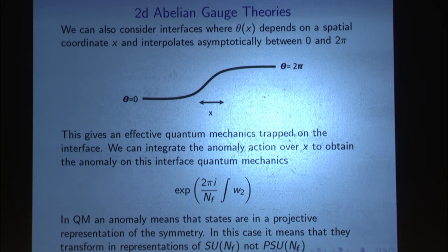So what does it mean? This is an anomaly for quantum mechanics. It means that the effective quantum mechanics states that we found are in a projective representation of the global symmetry. So in this case, we're discussing PSU(N_F) global symmetry. So a projective representation means a representation of SU(N_F). So you could think intuitively that the degrees of freedom here are like the scalar fields that were in the Lagrangian to start with. But since it's strongly interacting, that picture is at best intuitive. But they have the same sort of N_F-ality as those.